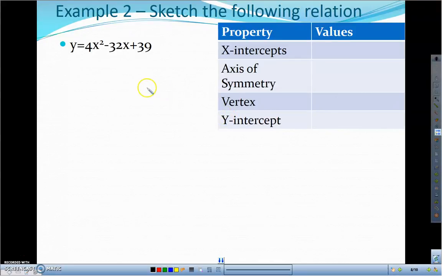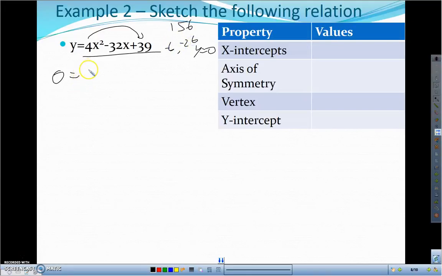You should pause the video at this point and try and do this one on your own. It's very similar to what we already started with in the review. So we want to start by factoring this. 0 is equal to, that's because y equals 0 for the x-intercepts. There is no number which can factor out of this. Oh no. So we need to multiply 4 by the 39. We get 156. And the two numbers from what I can remember were 6 and 26, and both minuses.